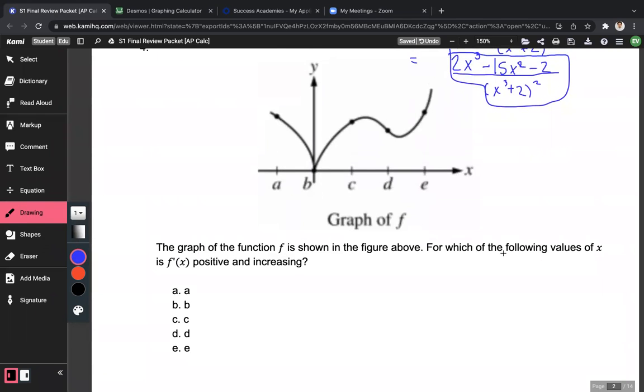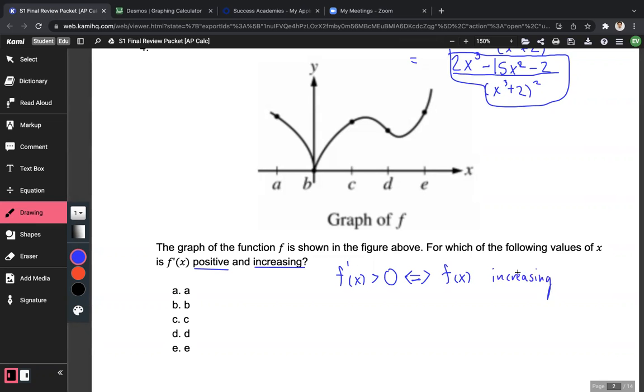For which of the following values of x is f prime of x positive and increasing? All right, so let's explore what we're actually being asked here. Here's the graph of f. I want to know where its derivative is positive and increasing. So let's remember our relationships between the first derivative and the parent function. If f prime of x is positive, that occurs if and only if the parent function f of x is increasing.